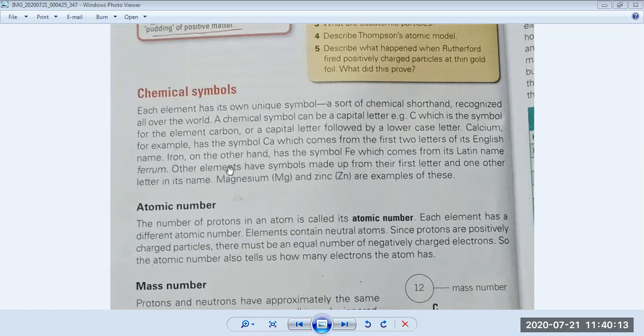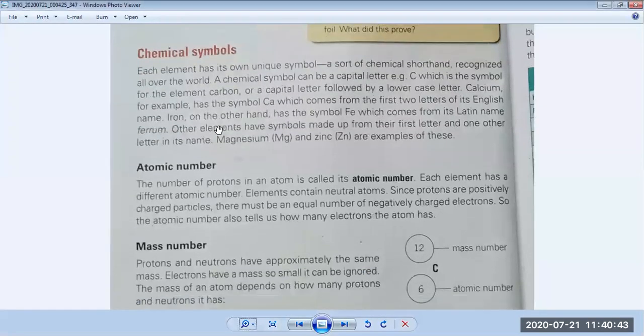And there are other examples which we have seen in the book. They are magnesium, its symbol is Mg, and zinc, its symbol is Zn. I hope you understand that when we want to show an element, we do not write its full form. Actually, we use symbols for these elements to show their reactions. Is that clear? Okay, come to the next topic, that is atomic number.